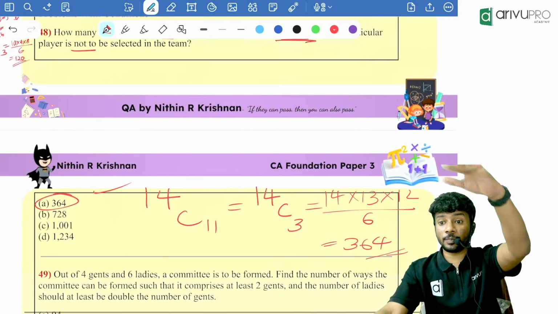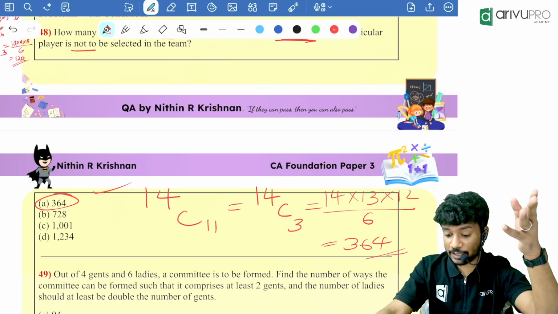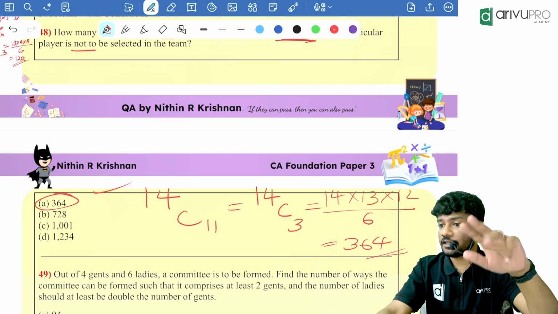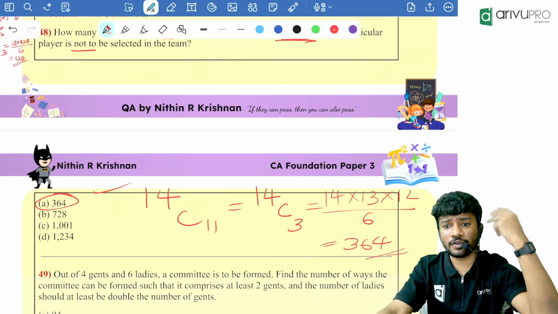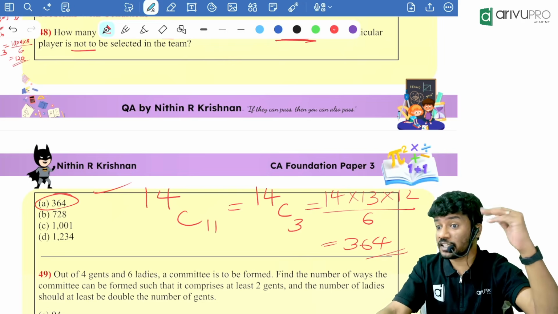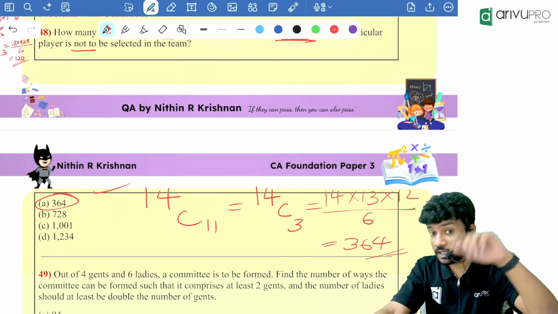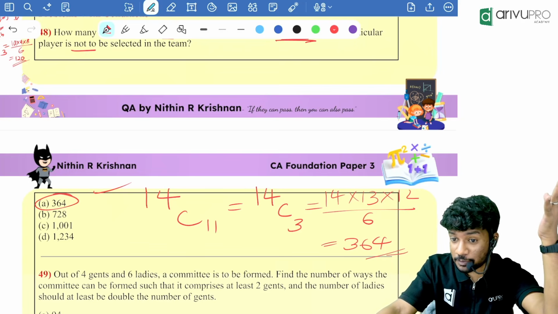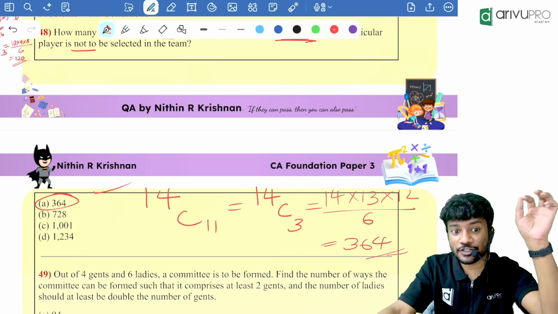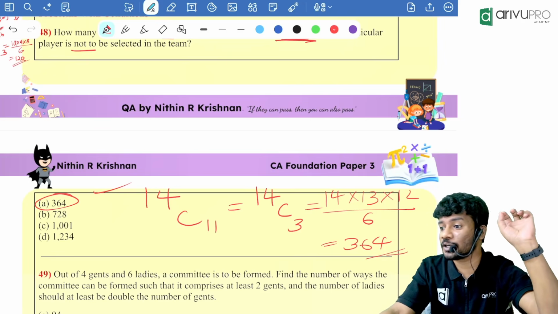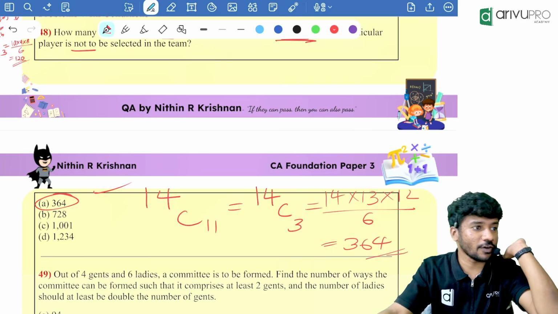What if they say 2 people are always ignored? We will take it as 13C11. If they say 3 people are always ignored, we will say 12C11. If they say 4 people are always ignored, we will say 11C11. If I say 5 people are ignored, is it possible? No, N should always be greater than or equal to R. Otherwise, our answer is going wrong.